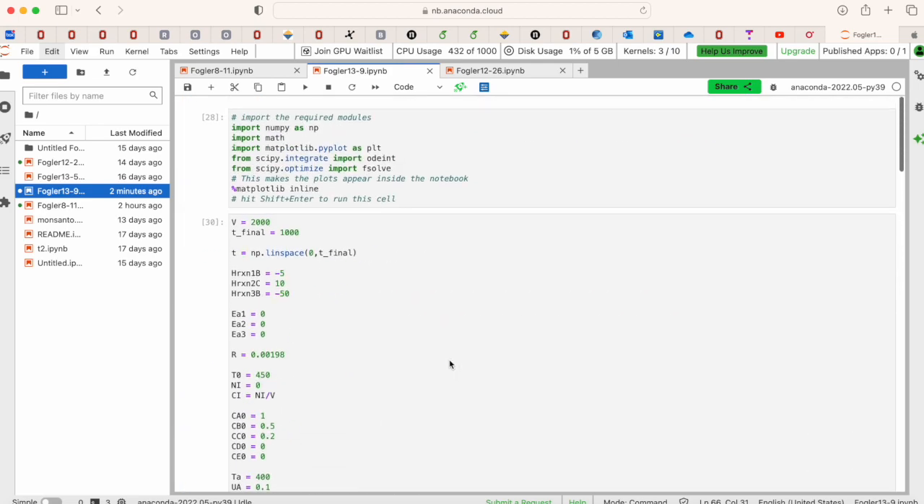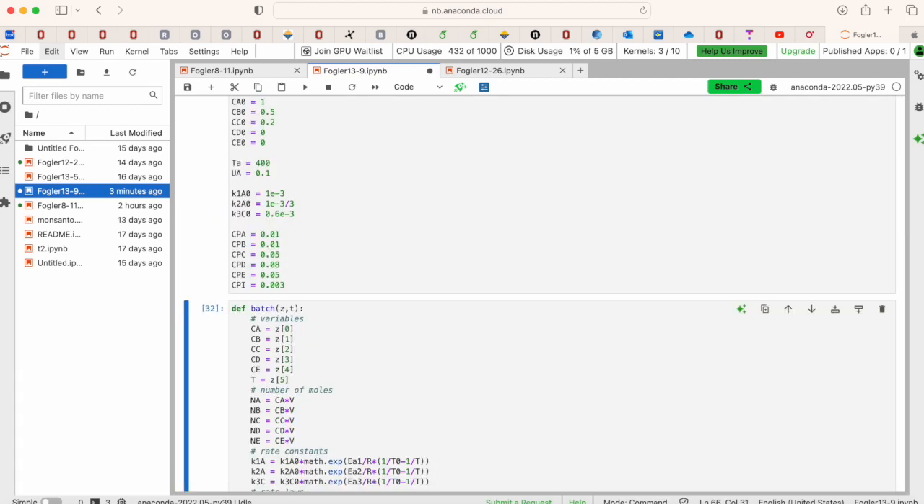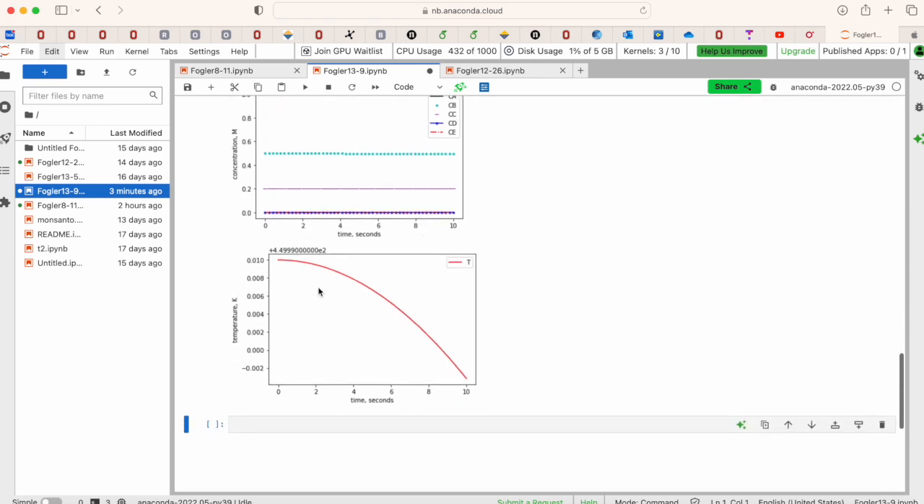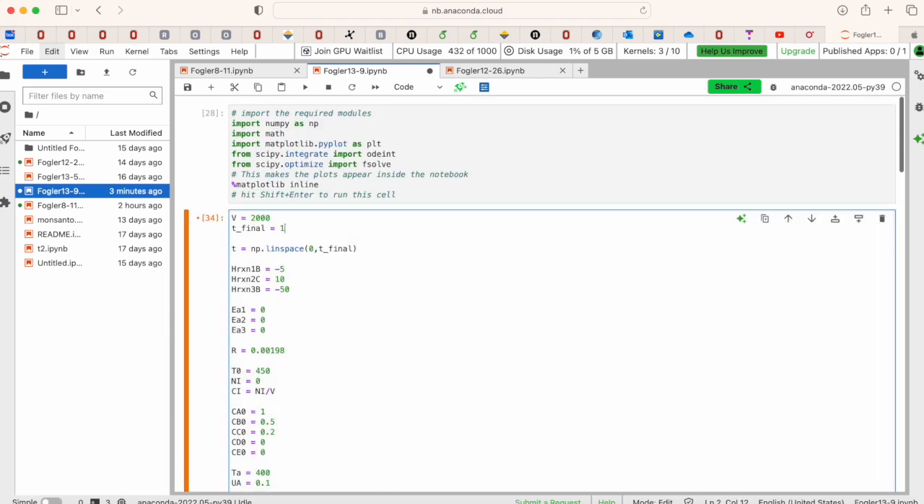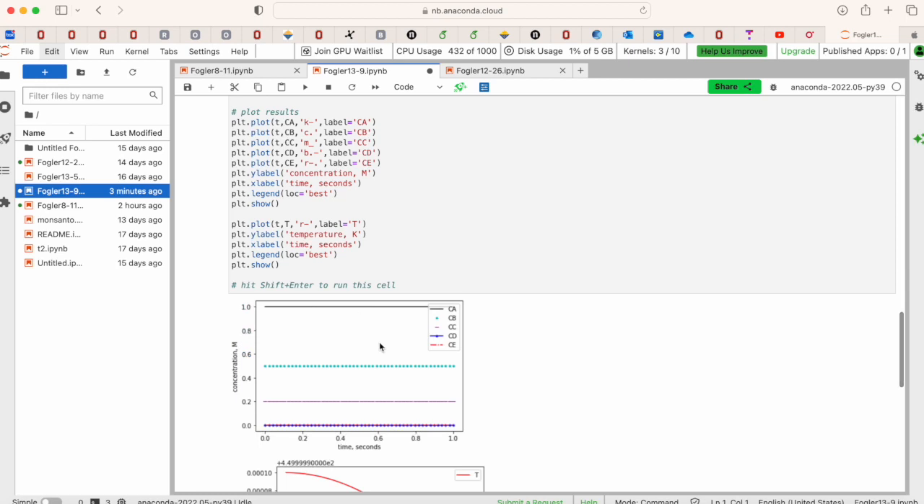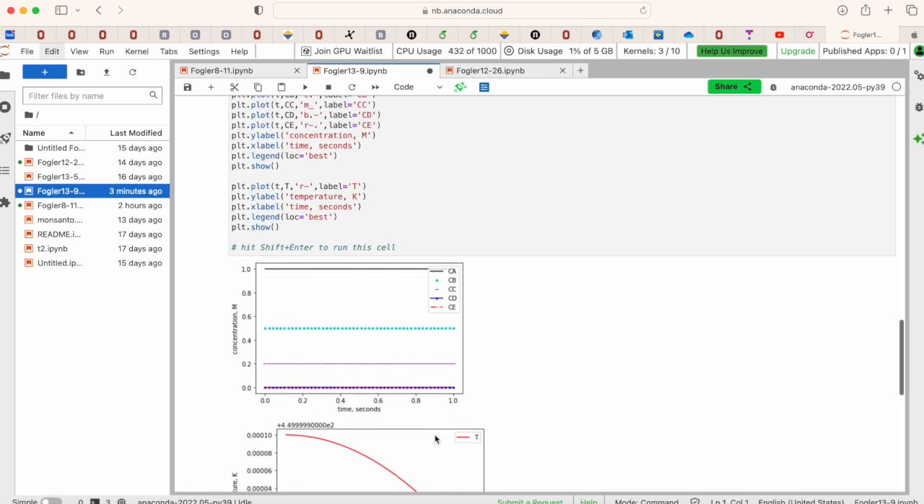So let's do a couple things here. Let's take a smaller T final. If we do this, we see that we are pretty constant up here. The temperature starts out kind of constant before it drops off. At the beginning of the reaction, the heat generated and heat removal are balanced, and then as the reaction proceeds and the concentrations start dropping, the heat removal term overcomes the heat generated term. So this is a pretty effective heat exchanger for the reaction being carried out.